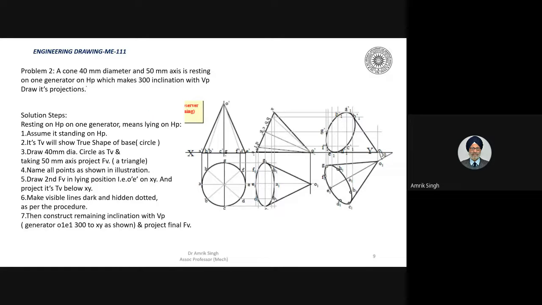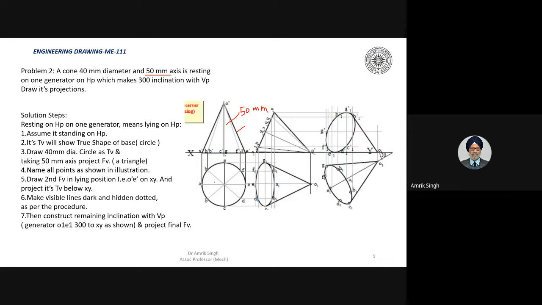तो this is the second problem. तो इसमें हमने कोन का लिया है, एक कोन 40 मिलीमीटर डायमीटर. तो इसका जो डायमीटर है it is given 40 मिलीमीटर. तो एक्सिस 50 मिलीमीटर इसकी एक्सिस है. So this is given as 50. So it is resting on one generator on HP. So that means this is a generator, so it is resting on HP.